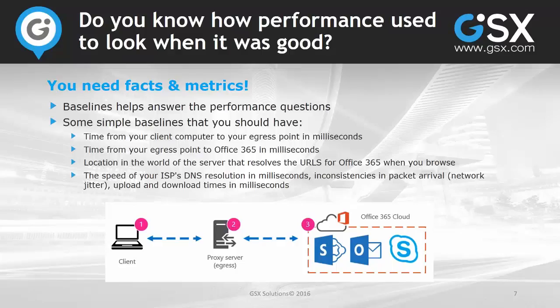And there are some simple baselines that you should have in between different points. So for example, the time from a client computer to the egress point, the egress point being the last point of your internal network before it goes out on the internet. So this is important to know. Same for in between the egress point and Office 365, you need to check the latency, and we'll give you some hints right after about what tools you can use to know those metrics. But it's really important to know that.